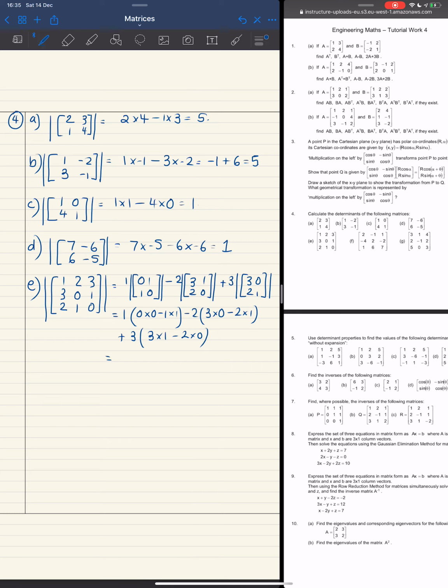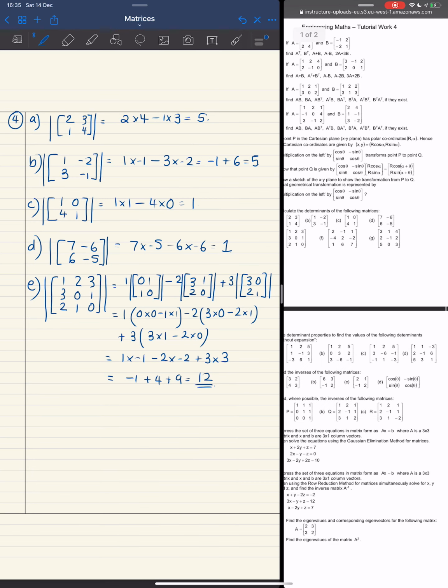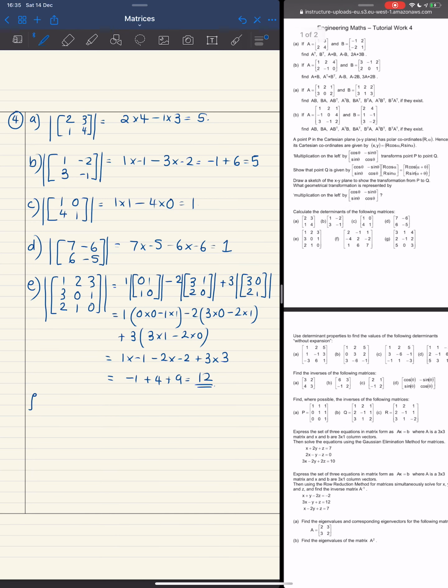So it's equals 1 times minus 1, minus 2 times minus 2, plus 3 times 3, I believe. Anyway, so it's minus 1 plus 4 plus 9, which is 12. So I've done E, F next.